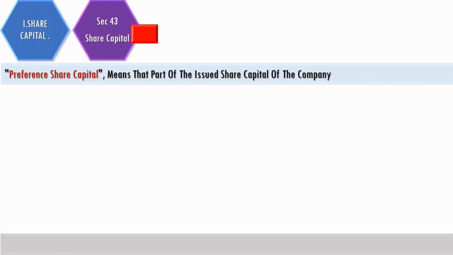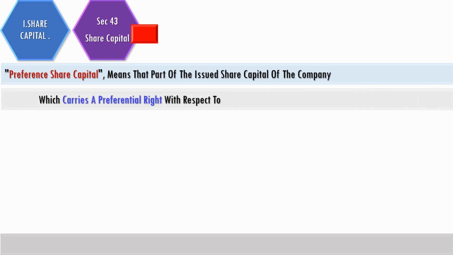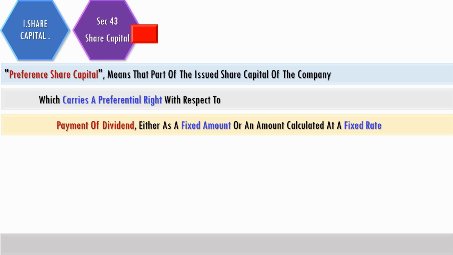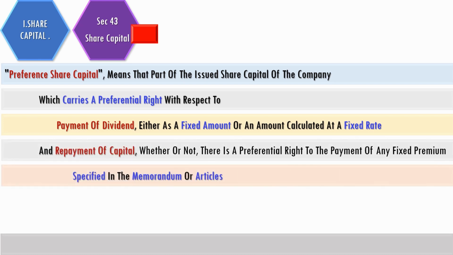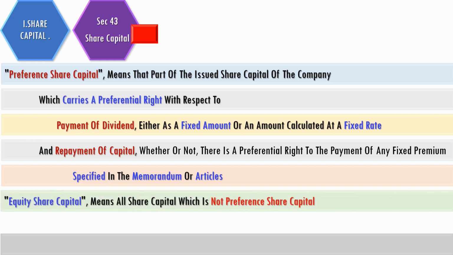The Act defines equity through preference share capital. It says preference share capital means that part of issued share capital which carries a preferential right for dividend as a fixed amount or at a fixed rate, and also preference in respect of repayment of capital. Premium may or may not have a preference, and these things are stated in memorandum or articles. Equity share capital is indirectly defined as a share capital which is not preference share capital.